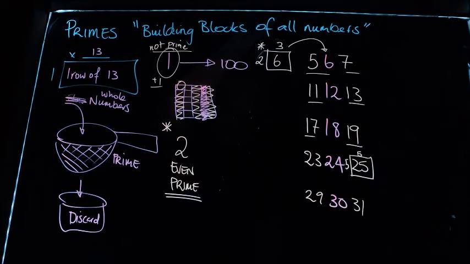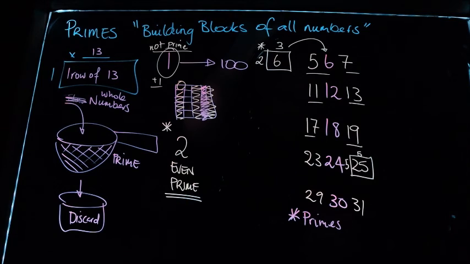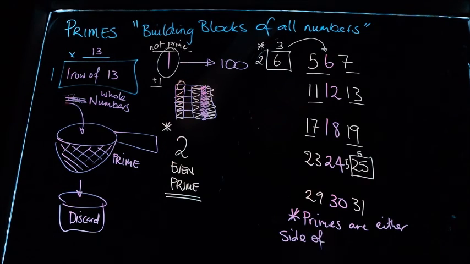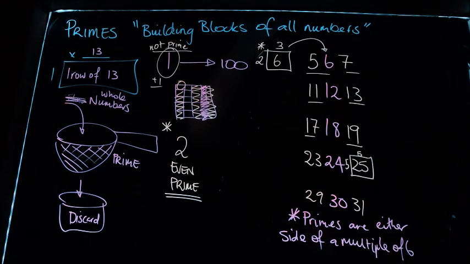So see if you can see if this pattern works out for you. What are we proposing here? We're proposing that primes are either side of a multiple of 6.